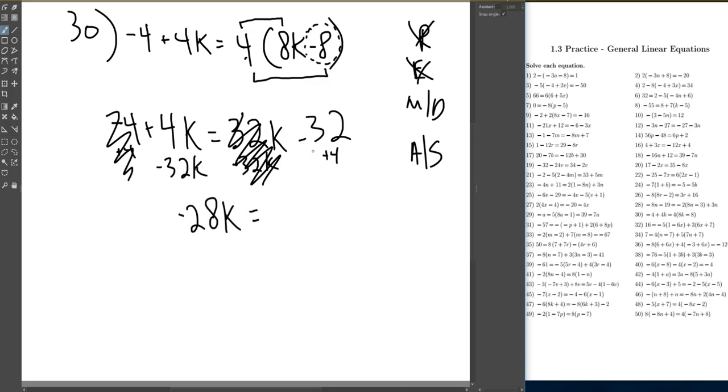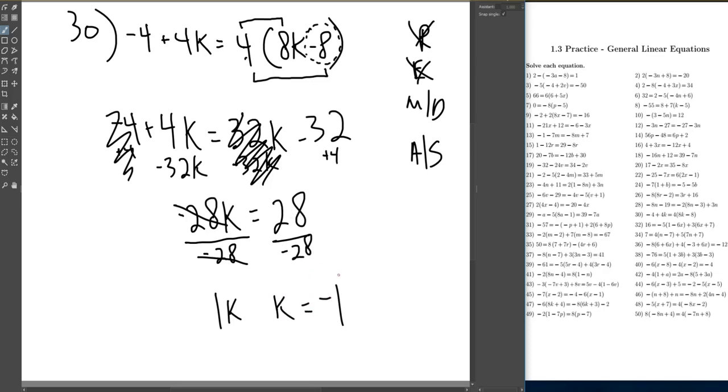Do we agree? Equals minus 32 plus 4 equals minus 28. So if I divide this thing by minus 28, if I divide this thing by minus 28, I should get my k, right? Because this cancels out. Minus 28 divided by minus 28 equals 1 times k, or just k. Then minus 28 divided by minus 28 equals 1, so k equals minus 1. There you go.